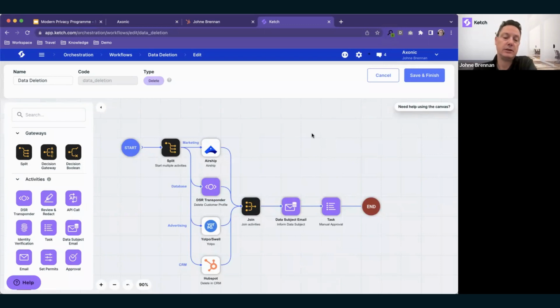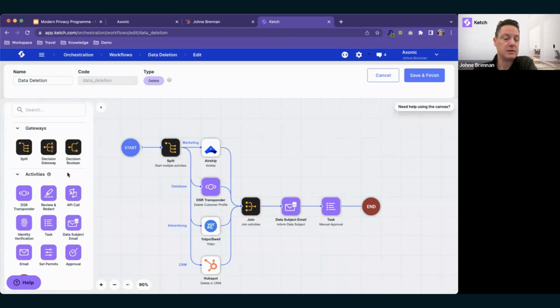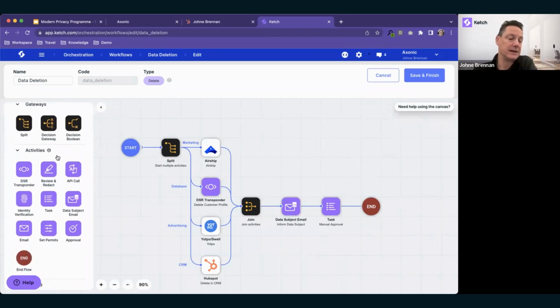We also have the ability to have a manual step in there to make sure that you have full control over this. So this workflow is fully definable by you as an organization. As you can see on the left-hand side, we've got a number of intelligence built into it. So you can have different decision gateways. We have a number of different activities that you can add to these workflows.